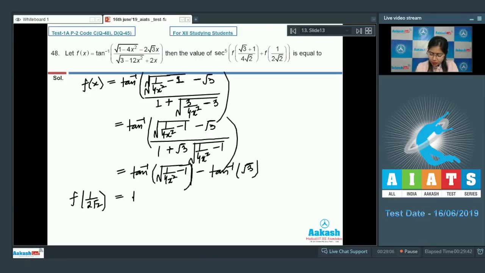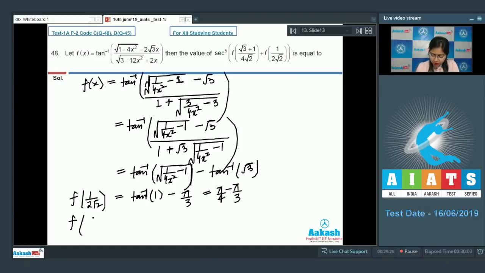So that will be equal to tan inverse. Putting it here, 1 by 2 root 2, we will get 2 minus 1, that is 1. That is tan inverse 1 minus tan inverse root 3, that is pi by 3. So that is equal to pi by 4 minus pi by 3.